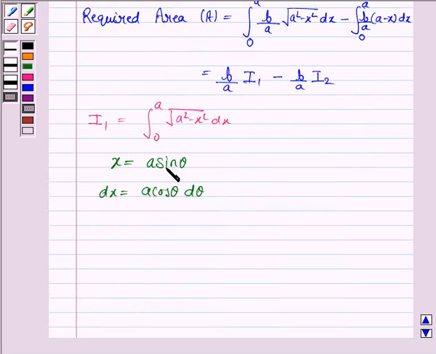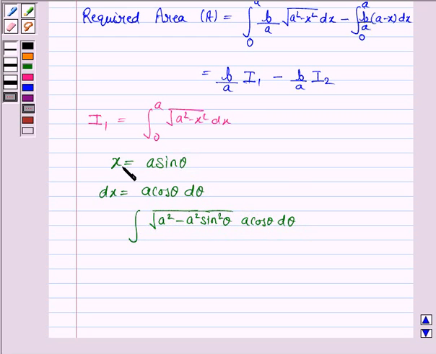Now x is equal to a sine theta, dx is equal to a cos theta d theta. So substituting all these values in the integral I1, the integral becomes under the root a square minus a square sine square theta into a cos theta d theta.